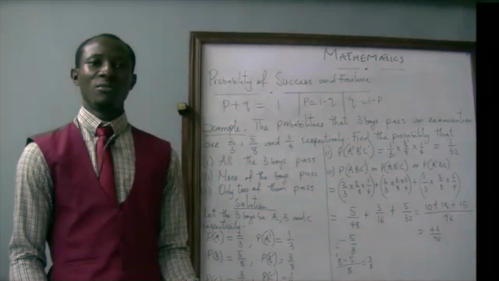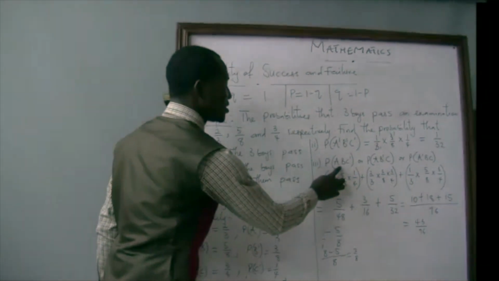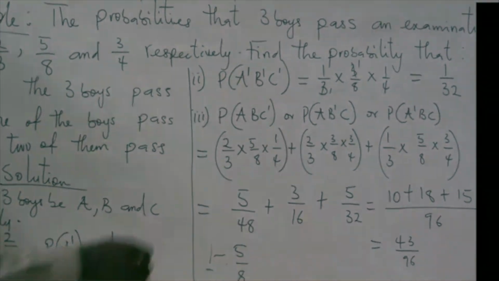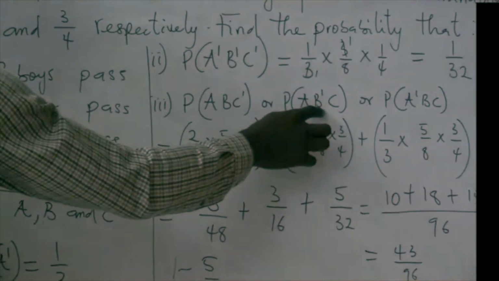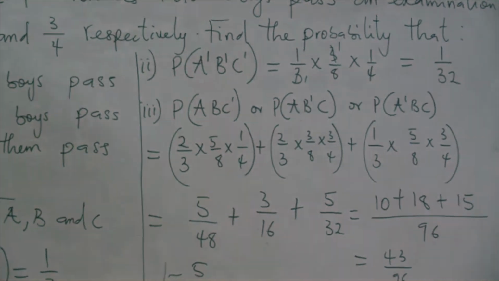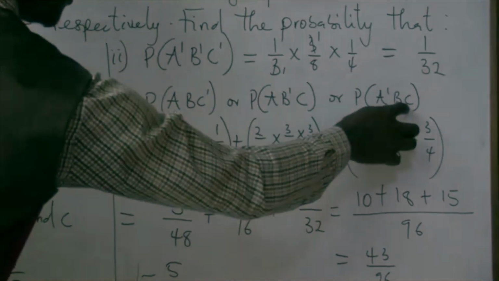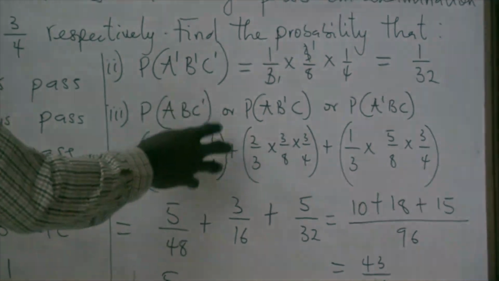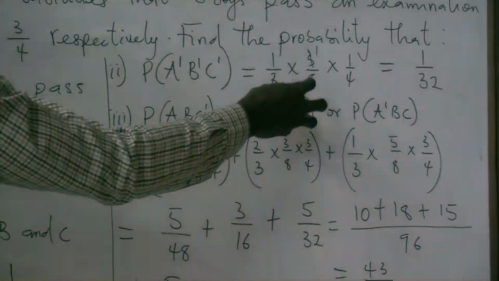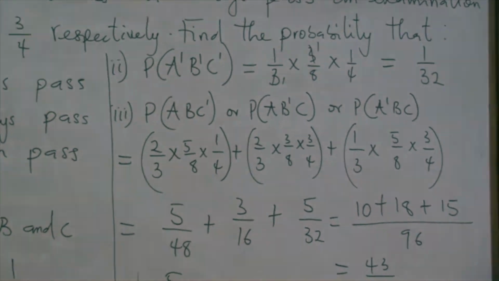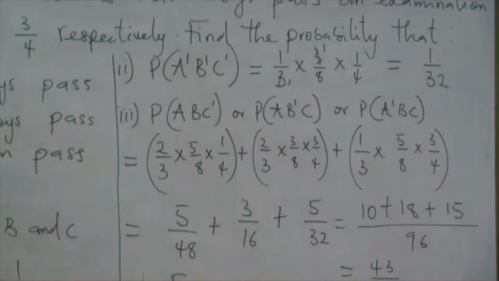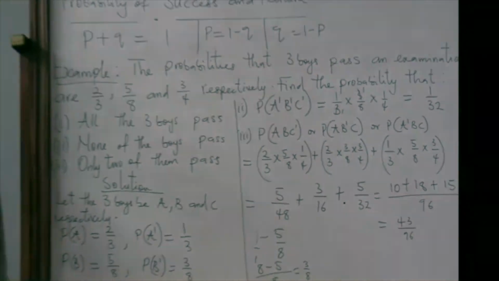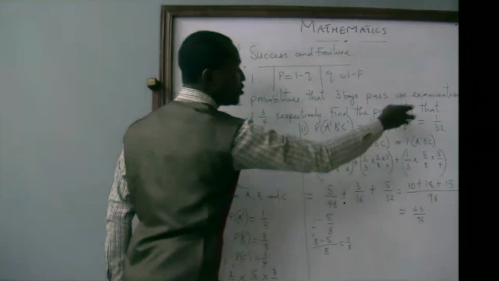Which of them? So it's either A pass, B pass, and C did not pass. Don't forget there are 3. We have to consider 3 of them. Or A pass, B did not pass, and C passed. Or A did not pass, B passed, and C also passed. So there are 3 possibilities for that. These 3, we add them, that is, it could be this, or be this. If only 2 of them pass, the events are mutually exclusive. It's either these 2, or these 2, or these 2.